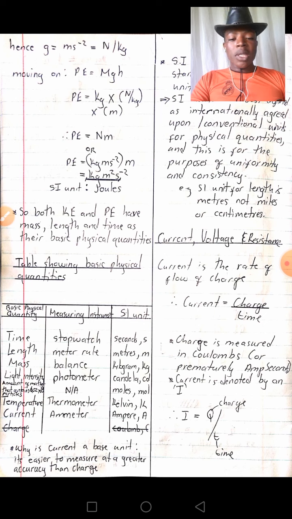Temperature is measured by a thermometer, and it is measured in kelvins, denoted by capital letter K. Current is measured by an ammeter, and it is measured in amperes, denoted by capital letter A.